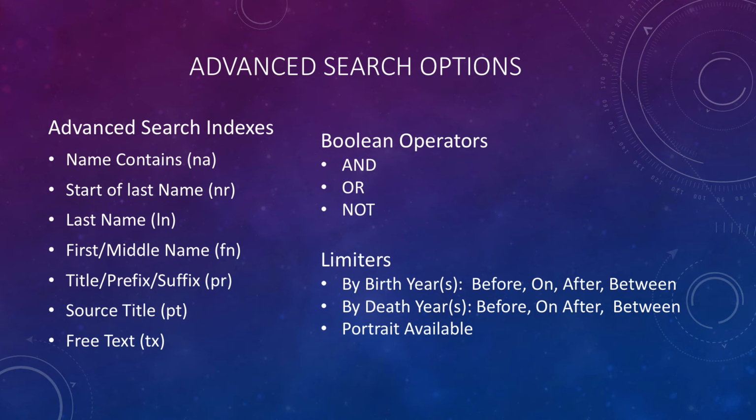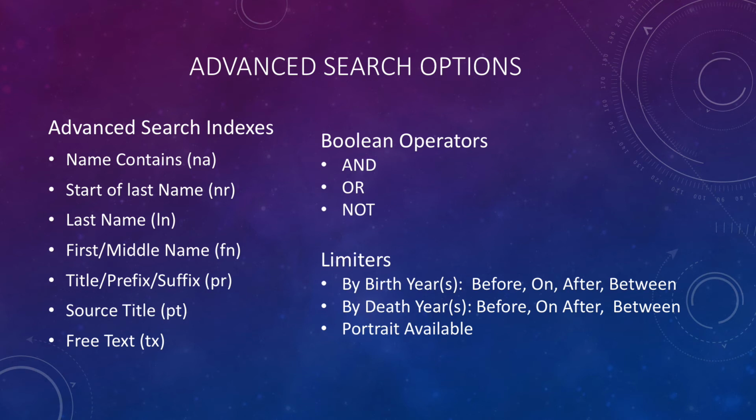Option number 3 is the limiters. You can further refine your search by specifying birth and death years. You can choose before, on, or after a certain year, or you can specify between 2 years. You can use both the birth and death limiters, or you can use one of the two, or you can leave this part blank. The third limiter is Portrait Available. When you check this box, the results will only cite sources that contain a portrait.